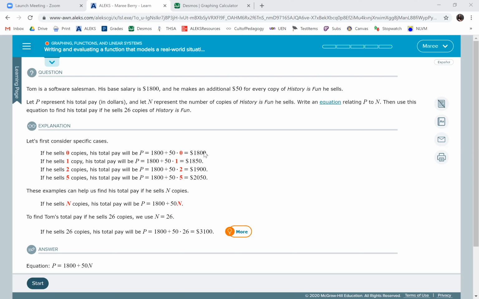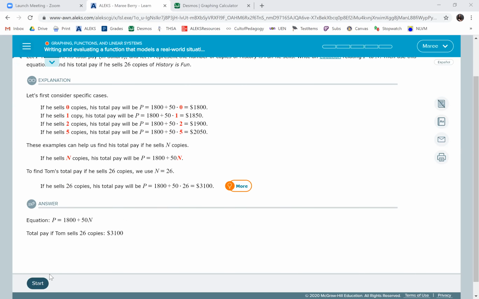So I like this idea where if you think about his pay and write examples, you can come up with an equation that his total pay is $1,800 plus 50 times however many copies that he sells. If he sells 26, we multiply that by 50 and add 1,800, and he would get $3,100.